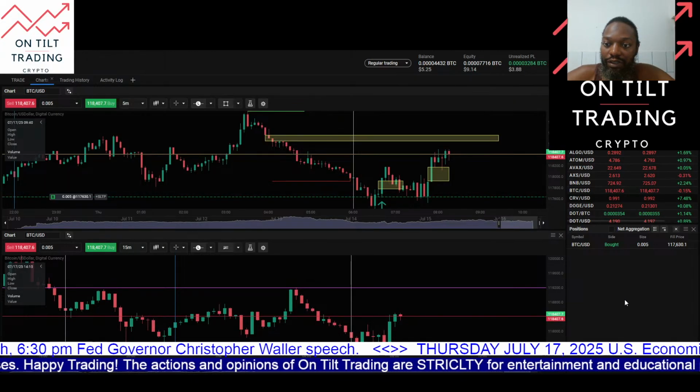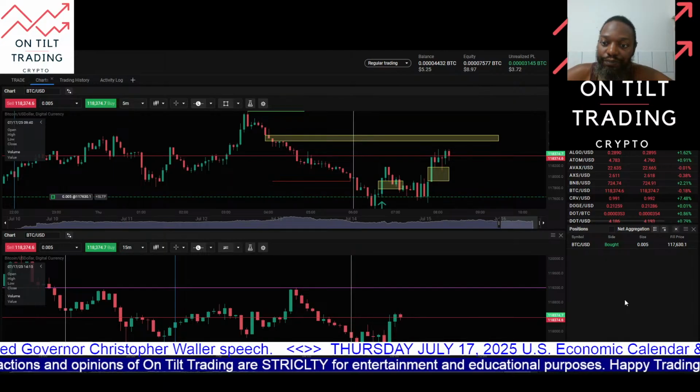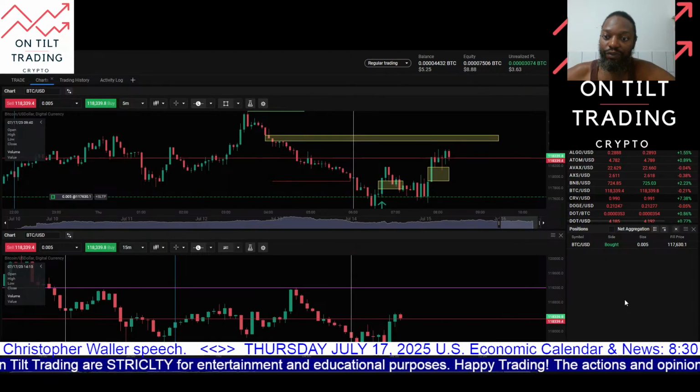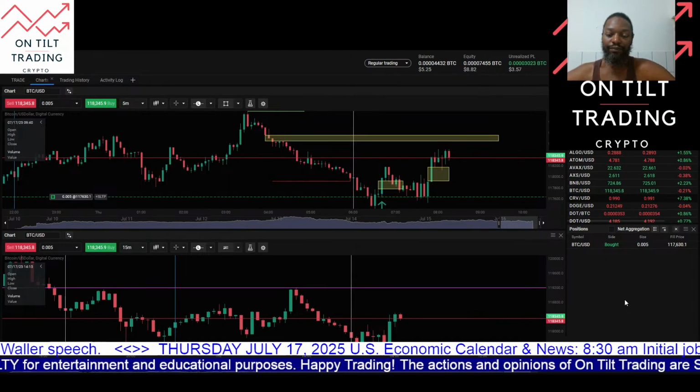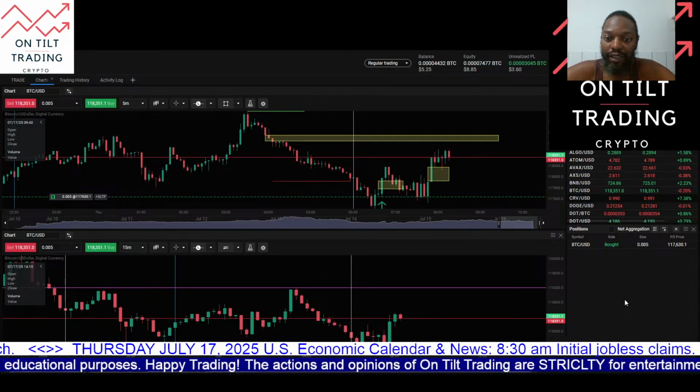Price consolidating here around the 118,400 level, 118,350. Some sell side delivery here and consolidation.